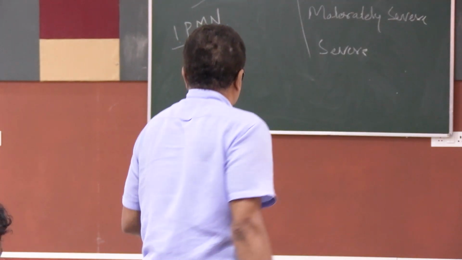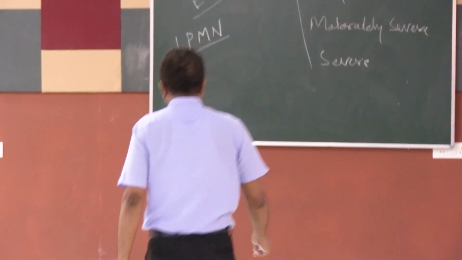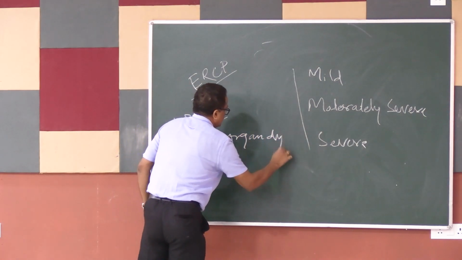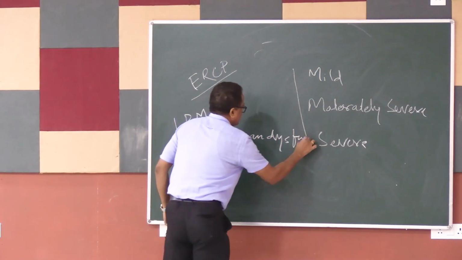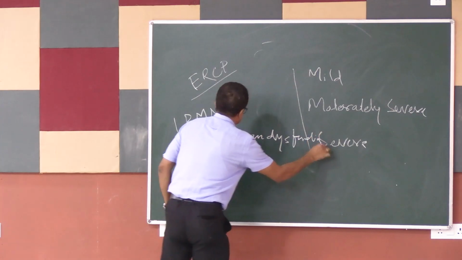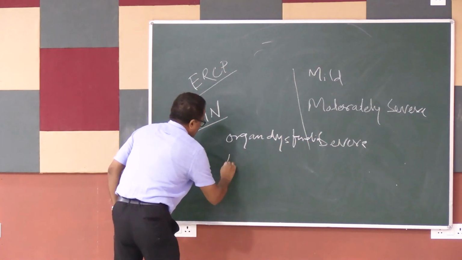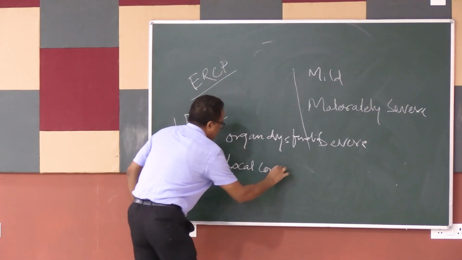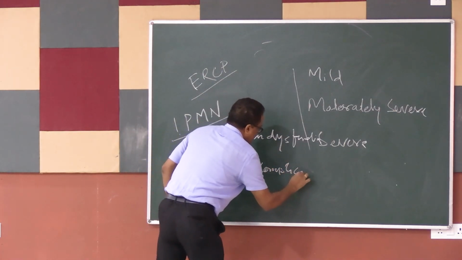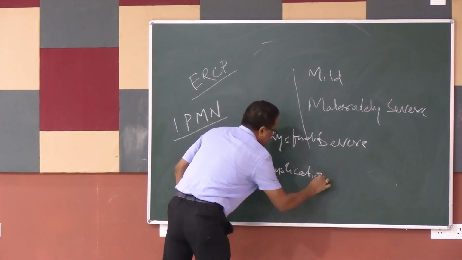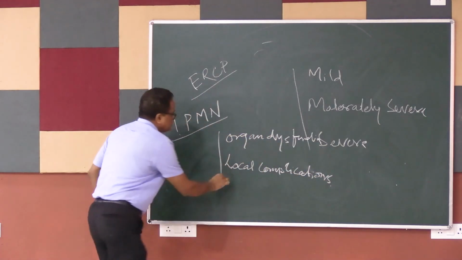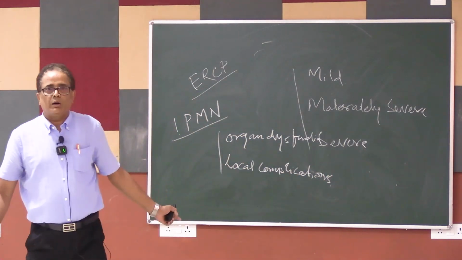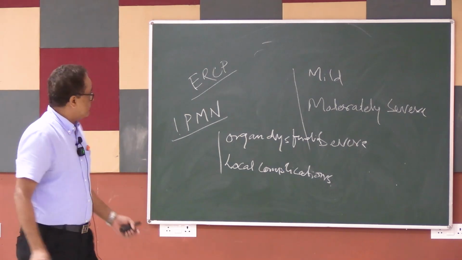First thing is organ dysfunction. And the second one is local complications. These two are very important to judge. So I will come back to what are the local complications that we talk about.